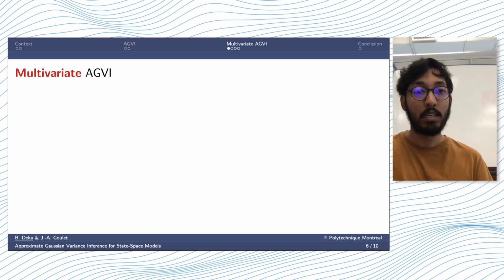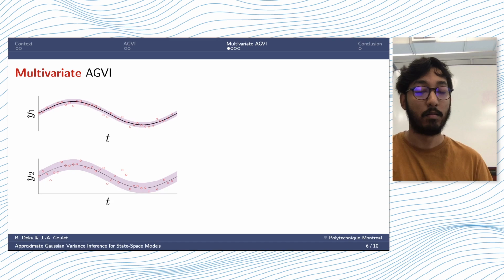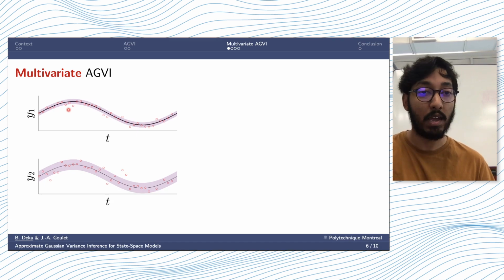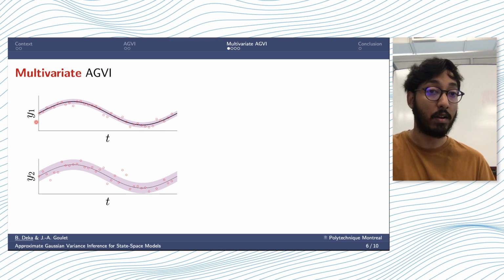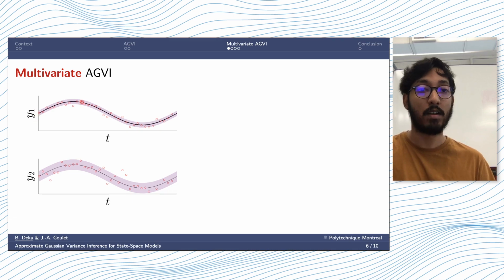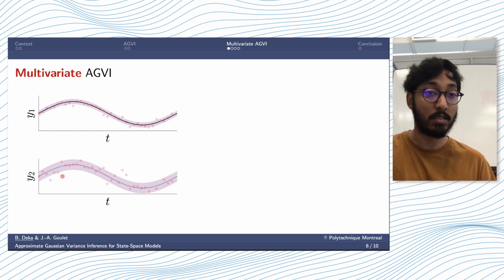Now, till now we have only tackled the univariate case. What about the multivariate case? Let's take a similar example. Here we have two different time series, and you can clearly see that the variance parameters for both these time series are different. Here it is smaller, here it is slightly larger.